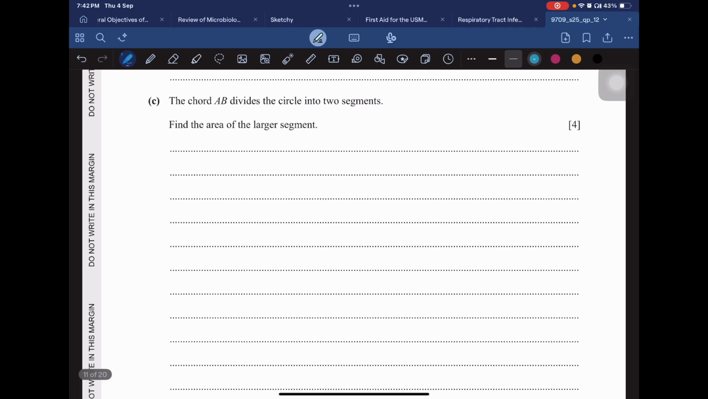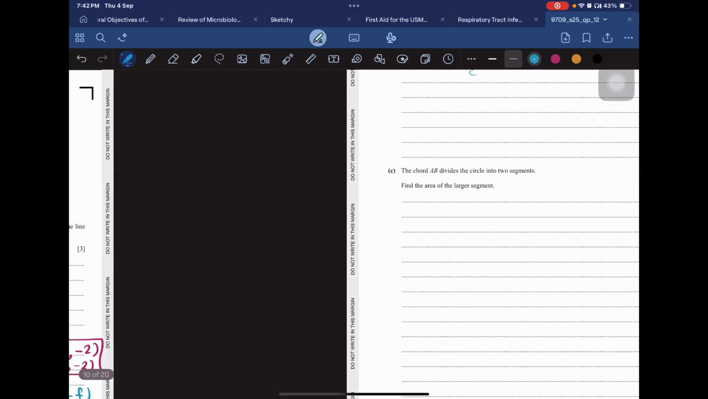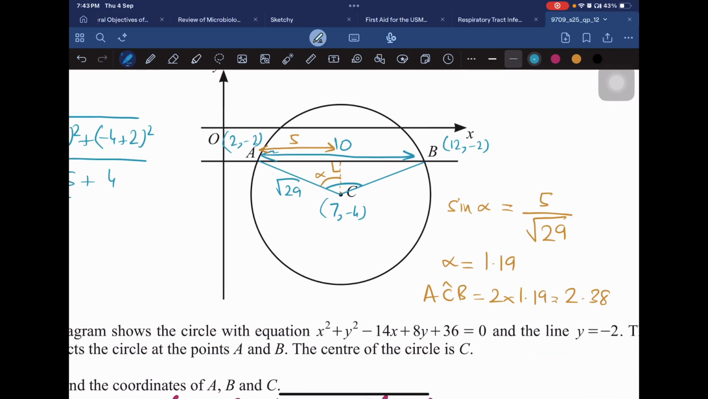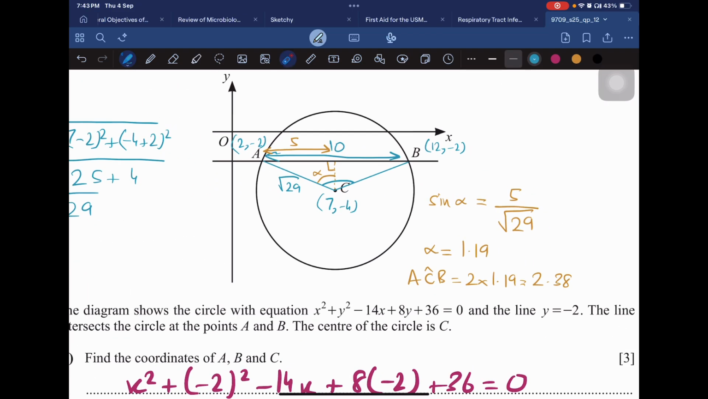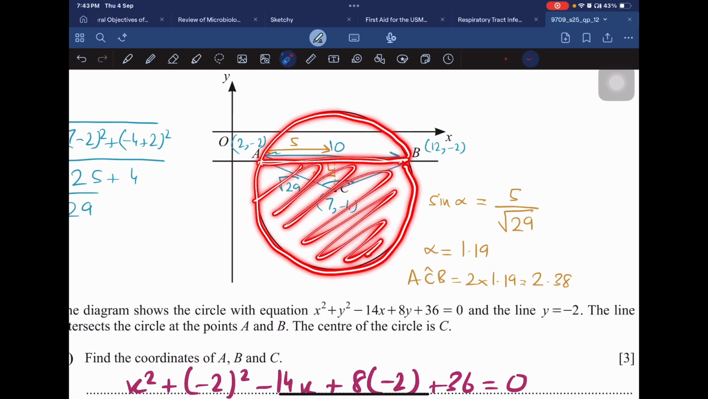The chord AB divides the circle into two segments. Find the area of the larger segment. So chord AB divides the circle into two segments. This is one segment, this is the other segment, and they want the larger segment. So they want this area.